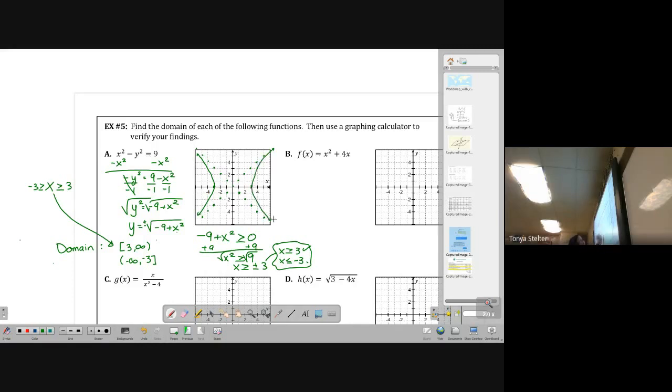As far as the x values go, you can see that there's no x values for the graph in between negative 3 and 3. They start at 3 and go up, and they go to negative 3 and go down.